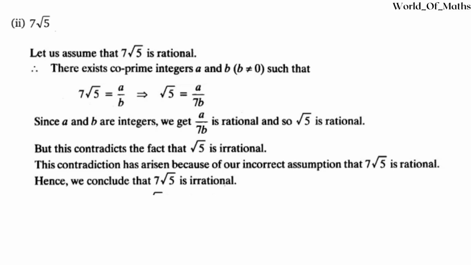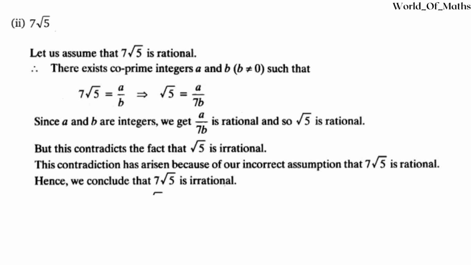Next question is proving the irrationality of 7 multiplied by square root of 5. Let us assume 7 square root of 5 is rational. In the same way, if it is a rational number, we can express that in the form of a by b, where b is not equal to 0. So we can write 7 square root of 5 is equal to a by b, which gives square root of 5 is equal to a divided by 7b.